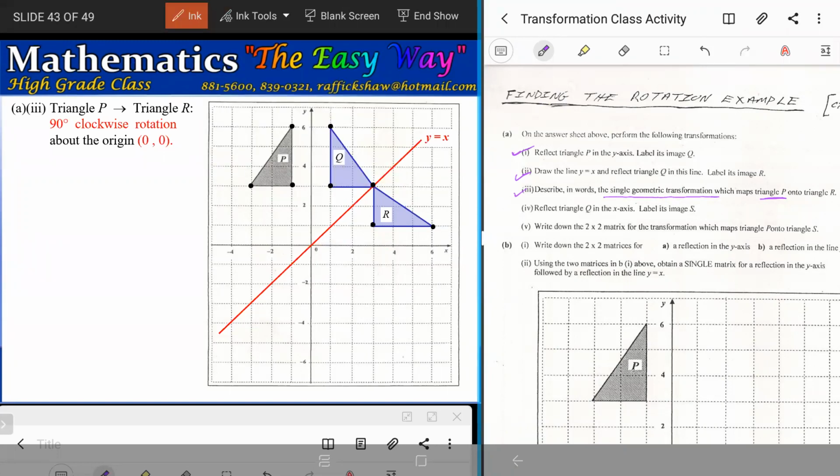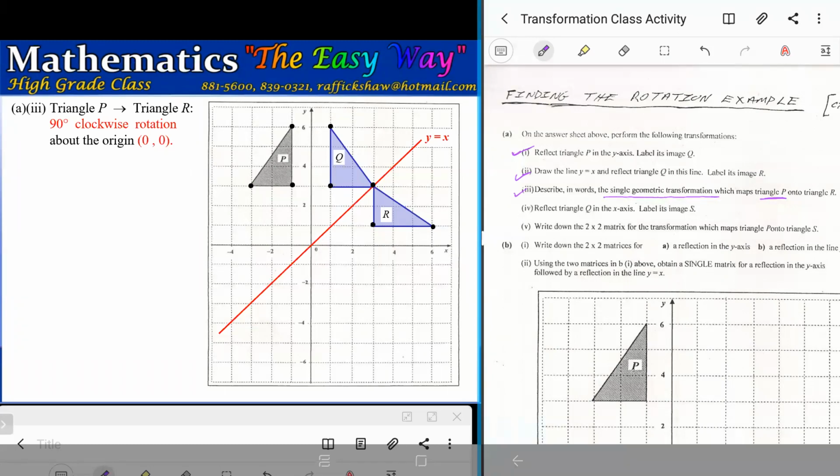Image distance equals object distance. Do it one point at a time. Don't try to reflect the entire triangle all at once. One point at a time. So see it there now? Bam. That's the first point I reflected.